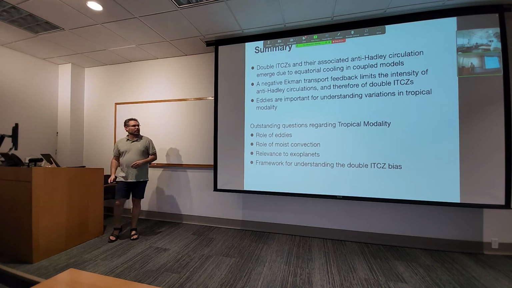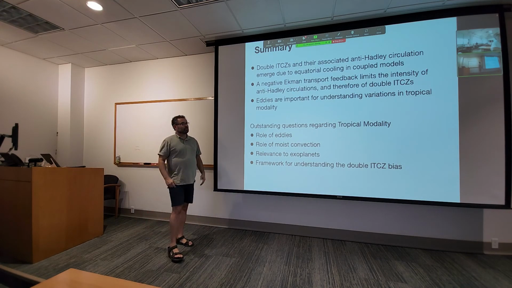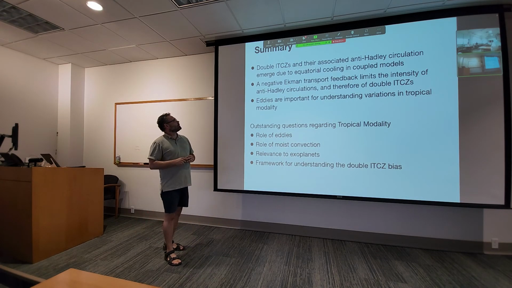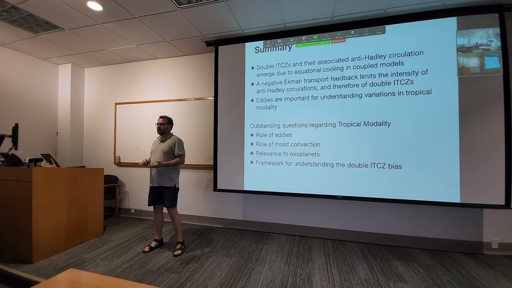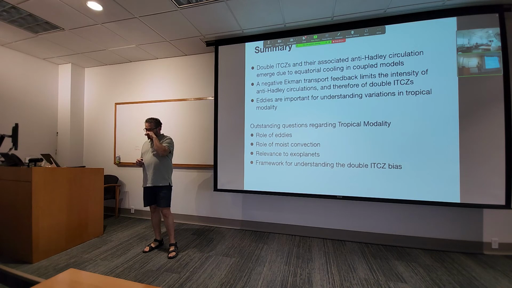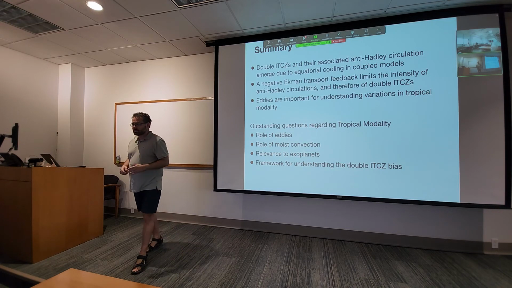So let me summarize this part of the talk and essentially conclude the talk. Double-ITCZs and their associated anti-Hadley circulation emerge due to equatorial cooling in coupled models.